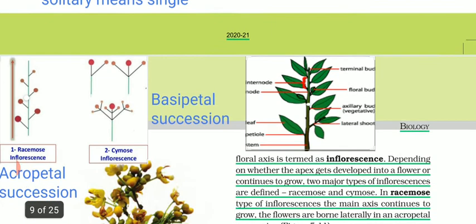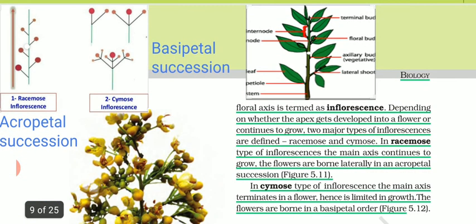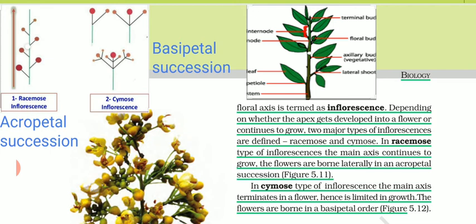The arrangement of flowers on the floral axis, also called the floral shoot, is called inflorescence. Now, depending upon whether the apex develops into a flower at the terminal position or is still growing as a branch, inflorescence is divided into two types. One is known as racemose and the second is known as cymose inflorescence.